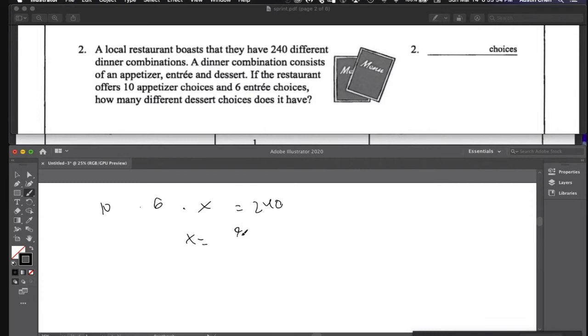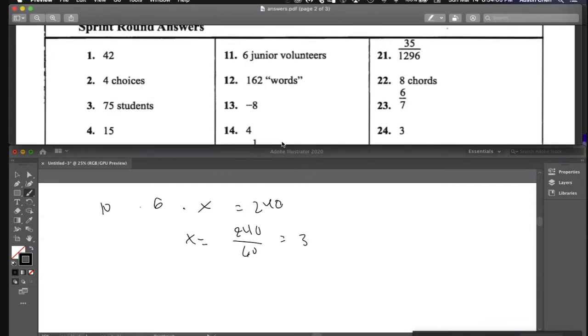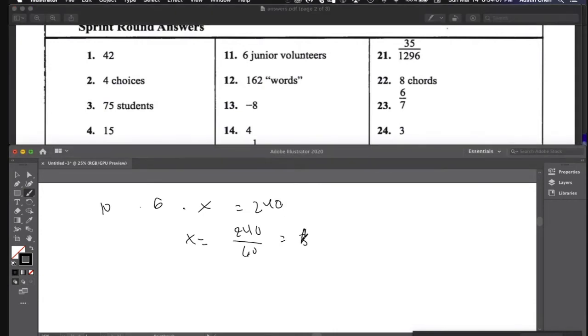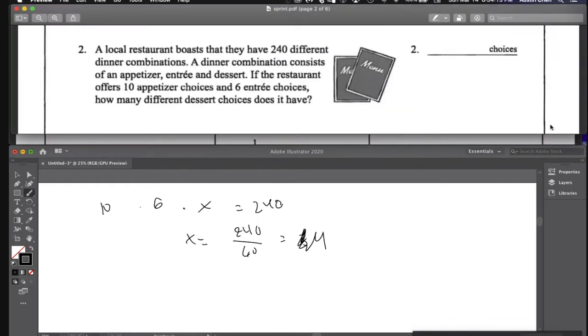So, 6 times 10 is 60. So we can divide 240 by 60. And then this is just 3. Whoops, this is 4. My bad. Yes, 240 divided by 60 is 4. And the answer is 4. Yep.